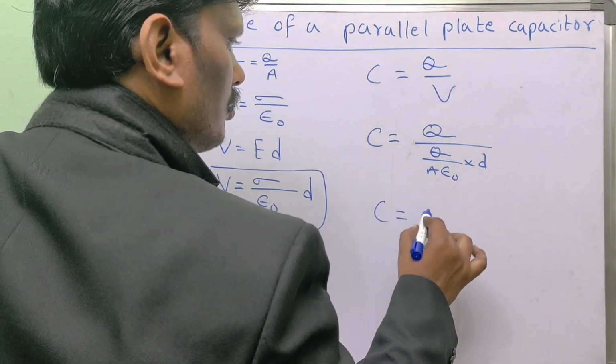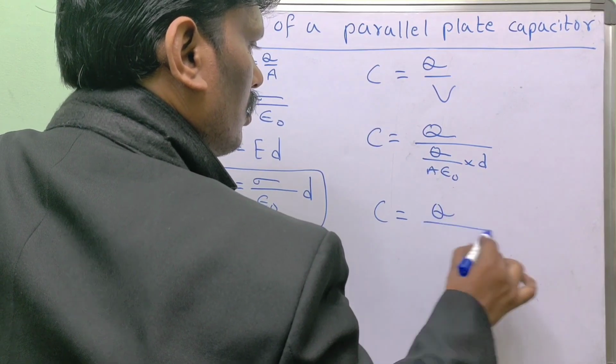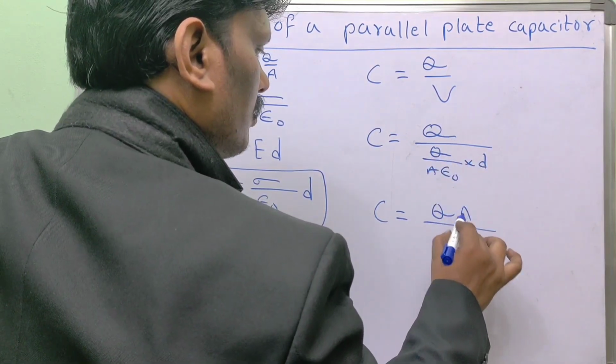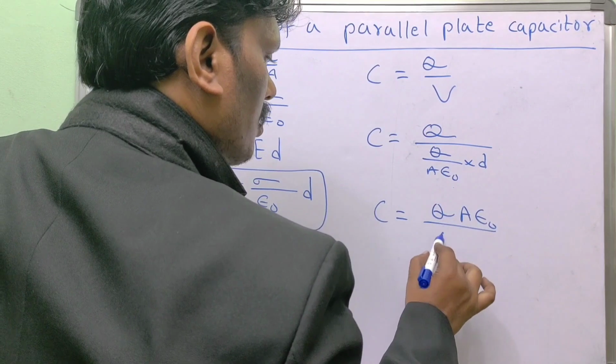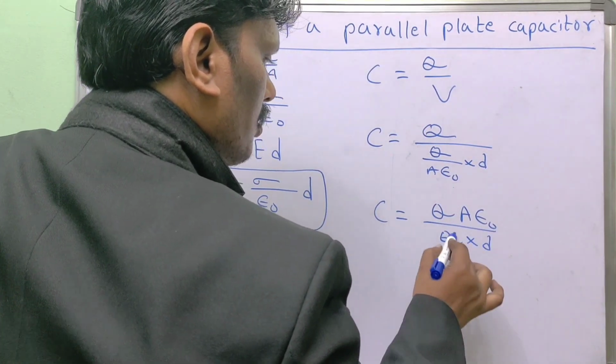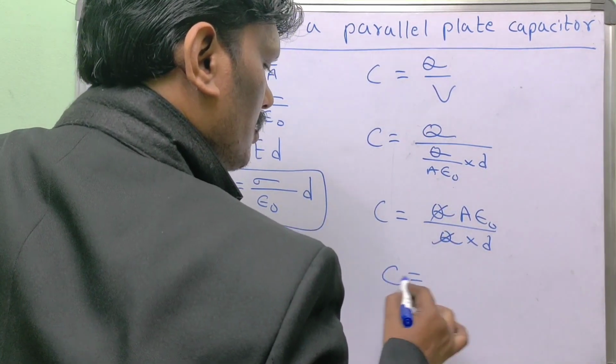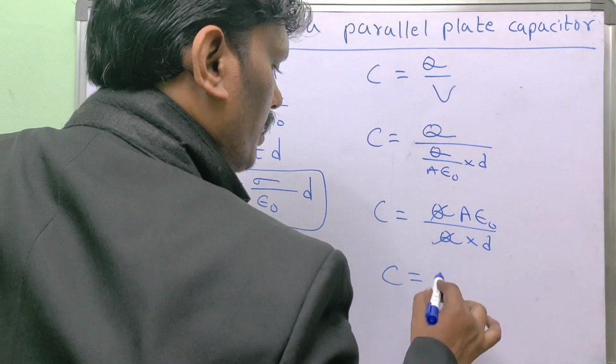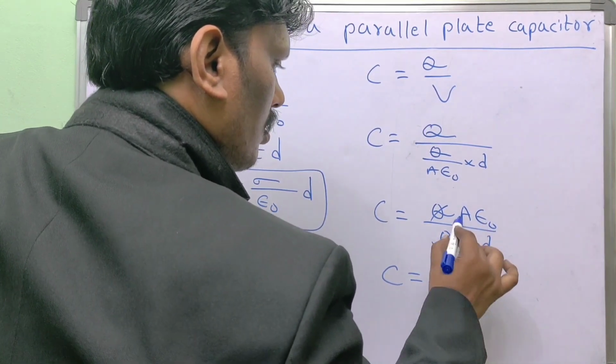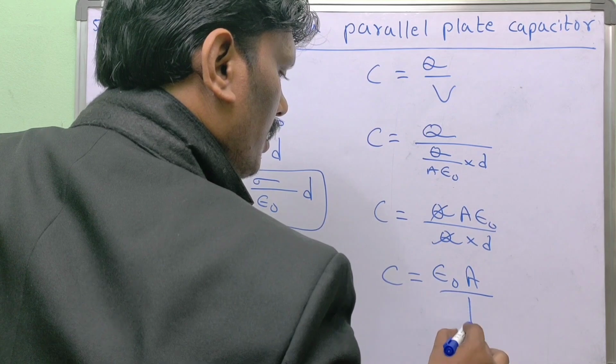So C is equal to Q. A epsilon naught goes to numerator. What remains in the denominator? Q times D. Q cancels. Then C is equal to A epsilon naught by D. That only I am going to write as epsilon naught times A by D.